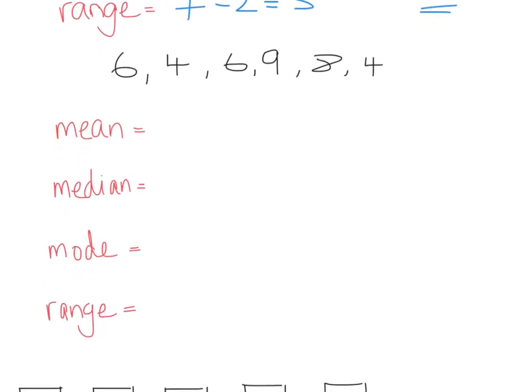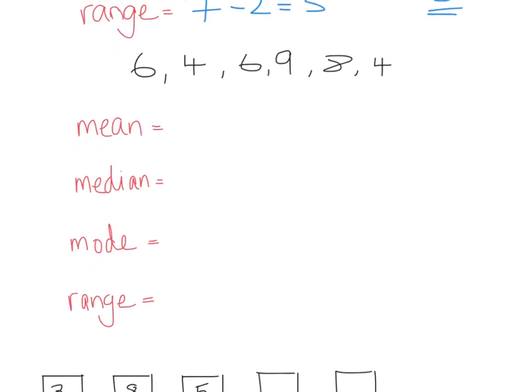Moving on, here's another example. So the mean again is we add all the numbers up and divide by how many there are. So we're going to go 6 plus 4 plus 6 plus 9 plus 8 plus 4. That gives me 37. And I'm just going to divide that by 6 because there's 6 numbers, which gives me 6.17.